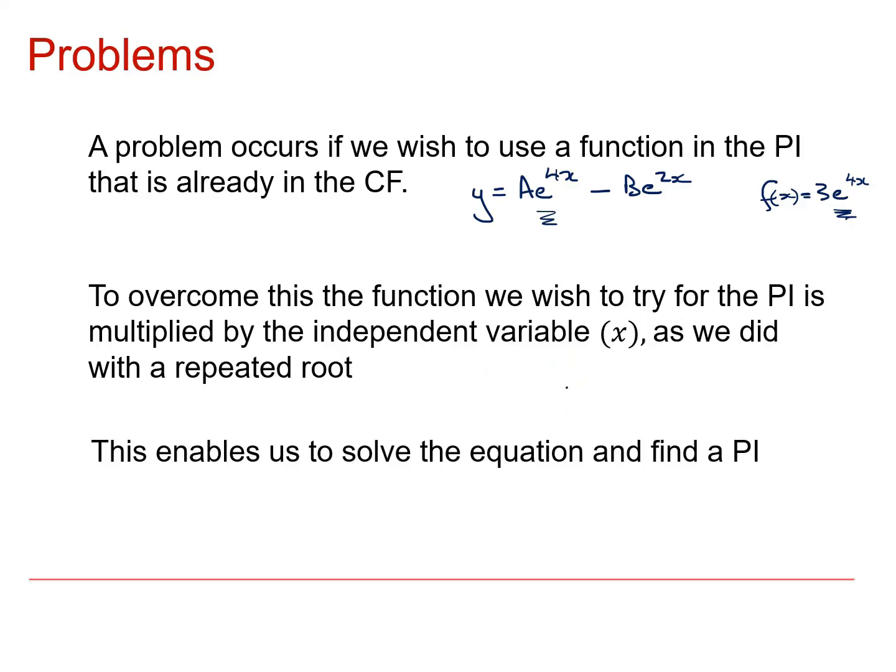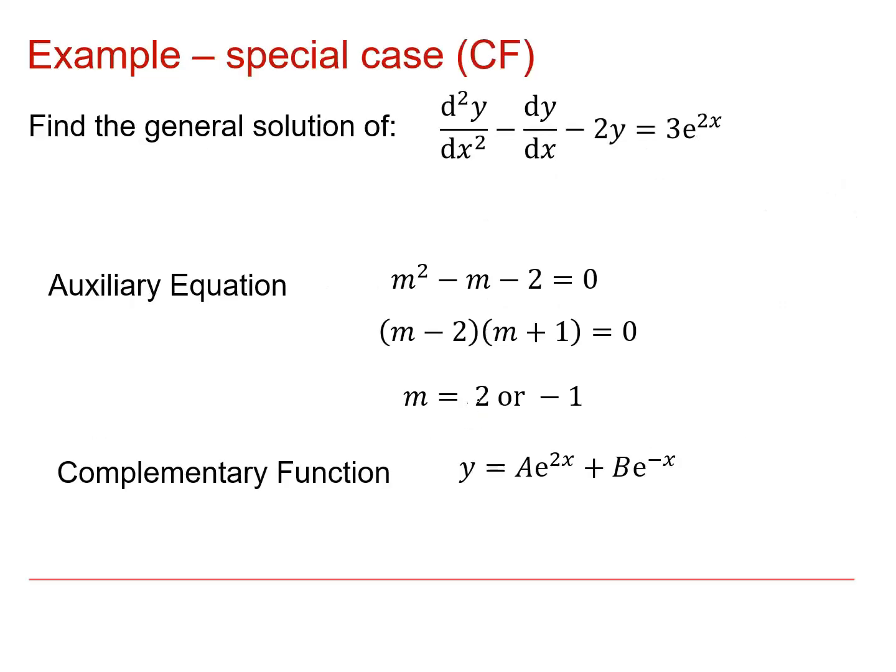The trick that we use is to multiply through by the independent variable, so instead of using just this on its own, we'll actually add in an extra x. That enables us to solve the equation and therefore find the particular integral. So let's have a look at this special case then.